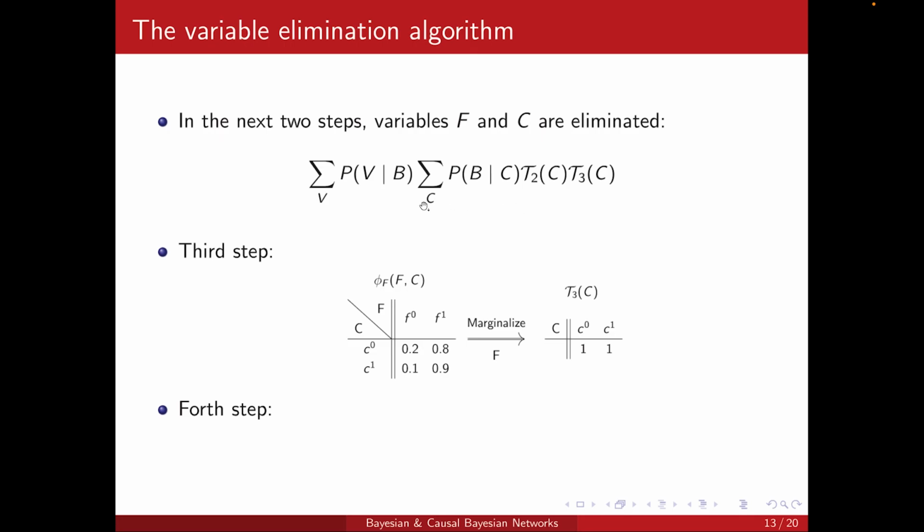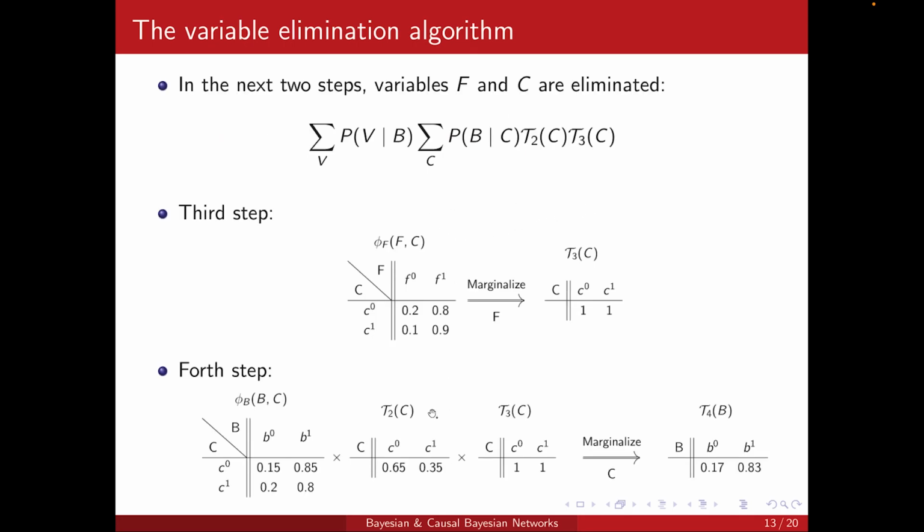The fourth step is to redo the whole thing for C, and that means I have to multiply this factor into tau 2 of C into tau 3 of C. Tau 3 of C has no effect here. I just need to multiply this by C in the same way as before. I marginalize C out, and this will be the result.